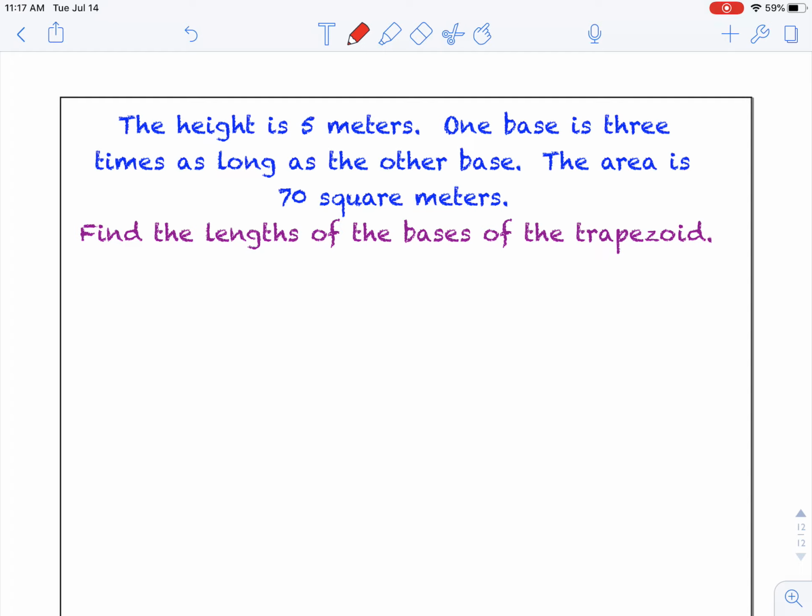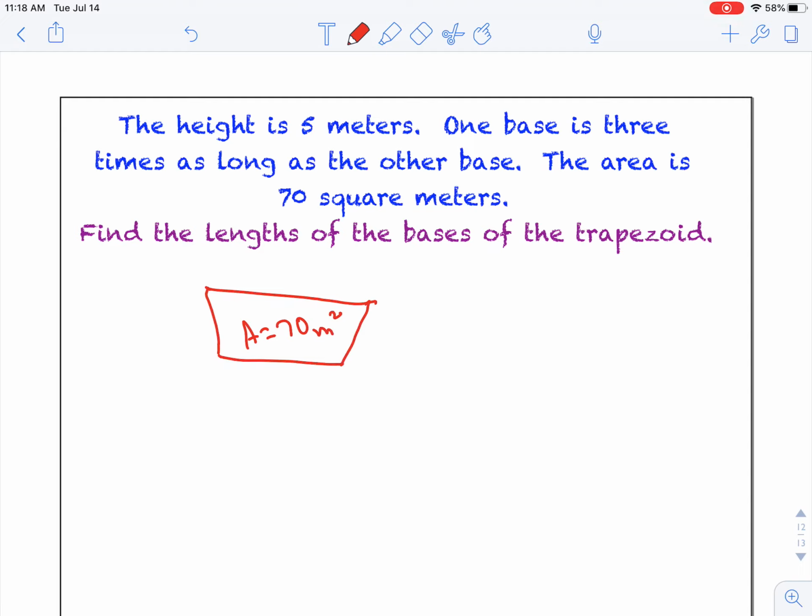So I'll let you try this one, and I will move on. Again, check your answers with the notes when you're done so that you can make sure you're understanding not just the setup but the math. This one says the height is 5 meters. One base is 3 times as long as the other base. The area is 70 square meters. Find the lengths of the bases of the trapezoid.